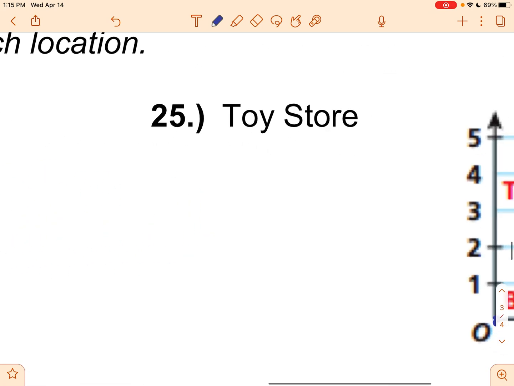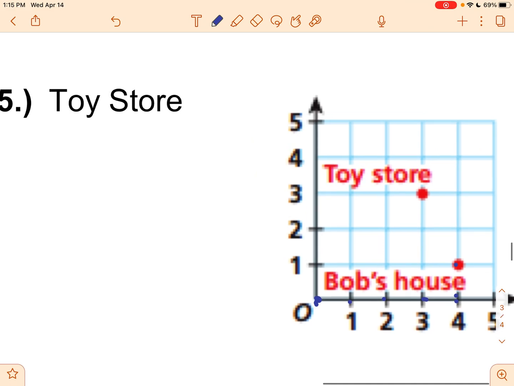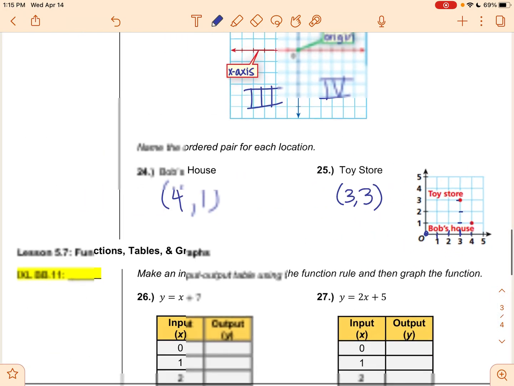All right, moving on to number 25. This time we're doing the toy store. So we start at 0, 0 again. We are moving 1, 2, 3 over. So that's your first one. And we are moving 1, 2, 3 up. So 3, 3.